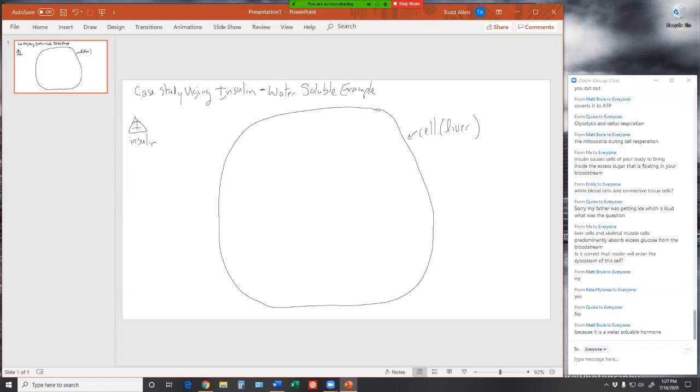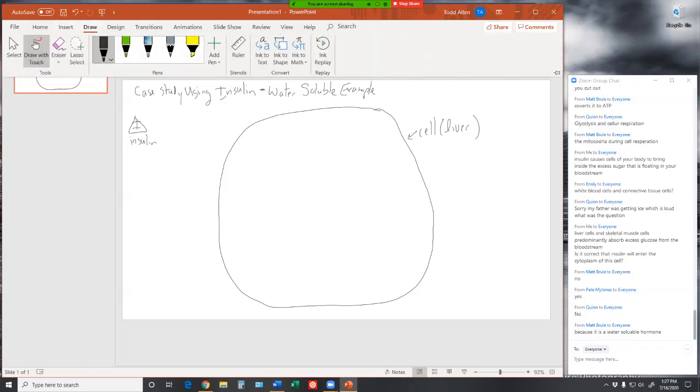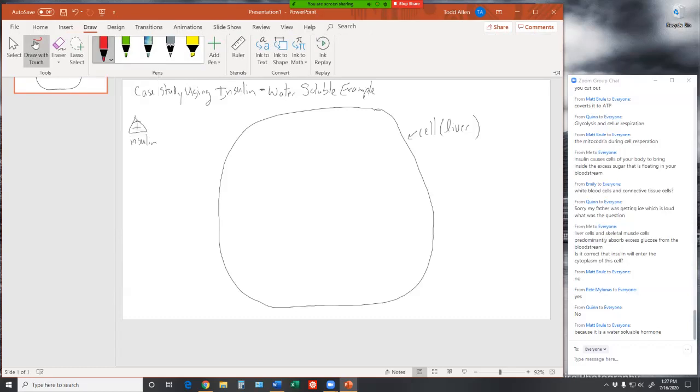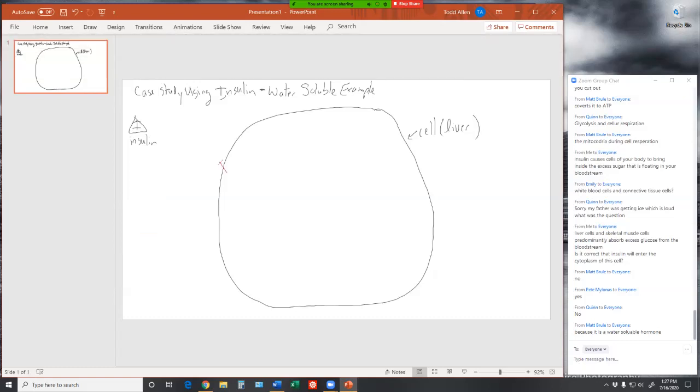So at the surface of the cell, there is going to be an insulin receptor, okay? I'm horrible at drawing, so I'm just going to put an IR here. IR for insulin receptor, okay? IR is insulin receptor.